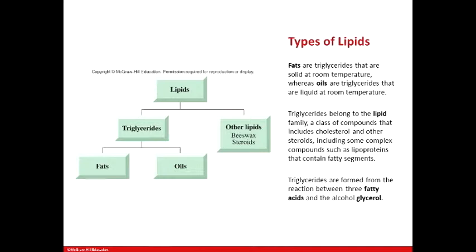Types of lipids. We have lipids, which can be broken down into triglycerides and other lipids. Beeswax and steroids are examples, but then triglycerides are fats and oils. You will want to know this diagram. In fact, it's very likely you may see this exact diagram blocked out on the exam, and you'll have to fill in the missing boxes. So we have lipids that are what? Triglycerides and other lipids. And these are fats and oils.